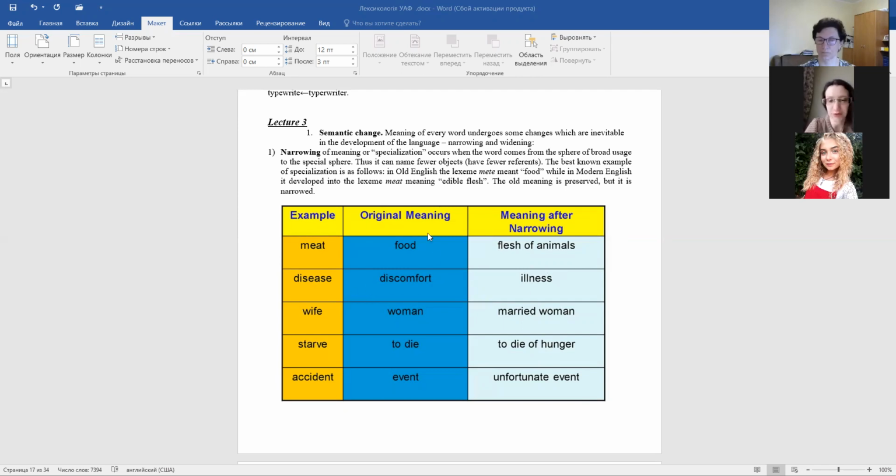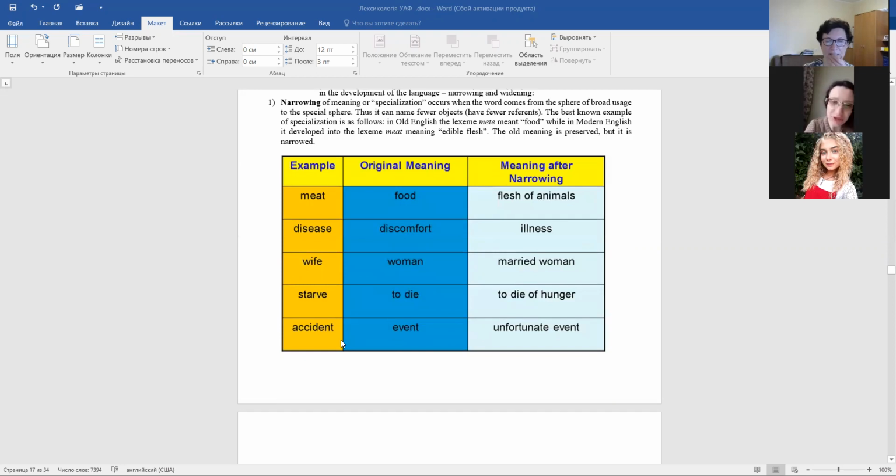Disease, discomfort, illness. Disease meant discomfort, like any discomfort. And now it means illness. Wife. Woman is the original meaning, and the meaning after narrowing is married woman. So early it was any woman, and now it is only a married woman. Then, starve: original meaning is to die, and meaning after narrowing, to die of hunger. You see that you can die of any reason, but to starve, you die of hunger.